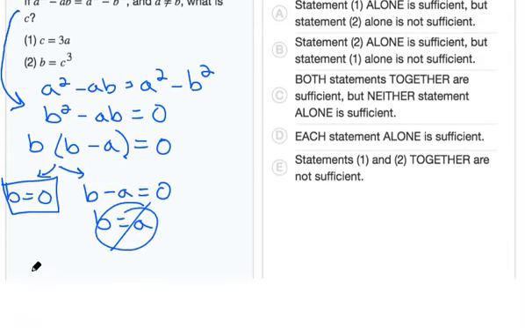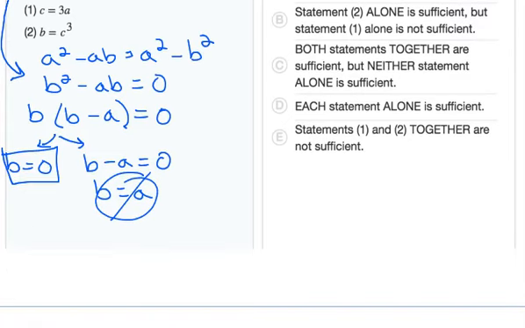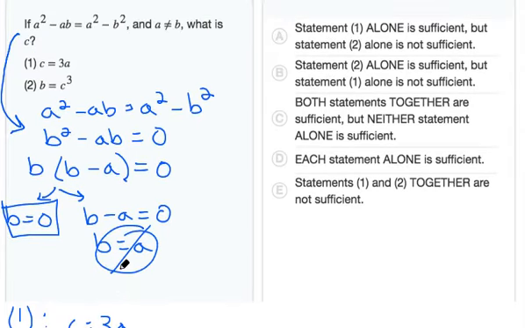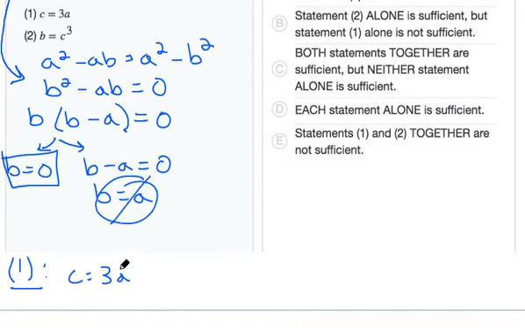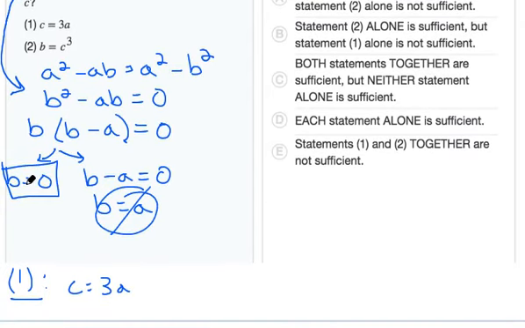So let's dive right into the statements. Statement 1 gives us that c is equal to 3a. Now the question asks us, what is the value of c? We know the value of b, but we don't know anything about a. And there's no other way that we can actually find a. So since we don't know a, we actually won't be able to find c. So this statement alone is not sufficient to find the value of c.